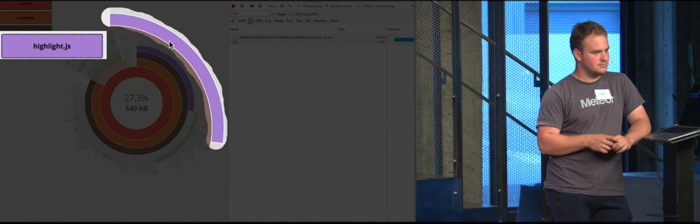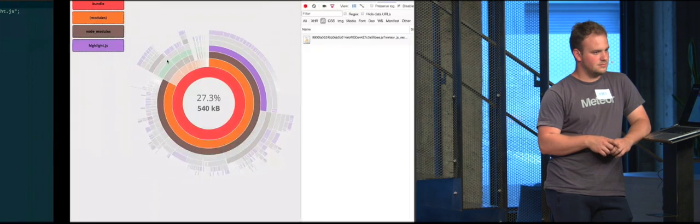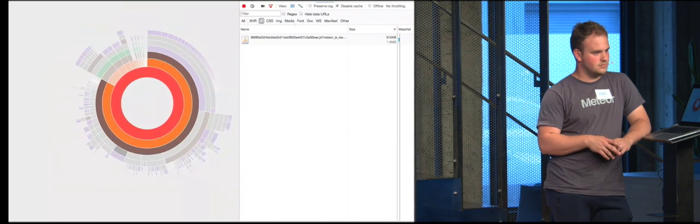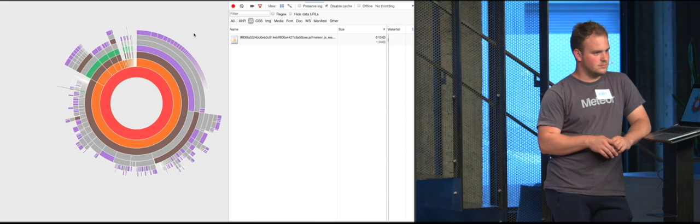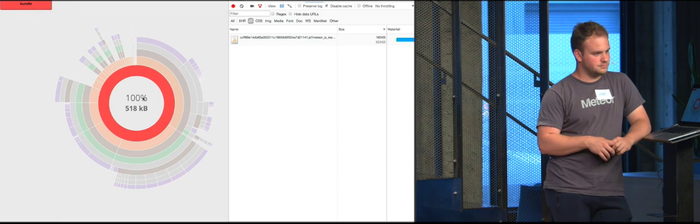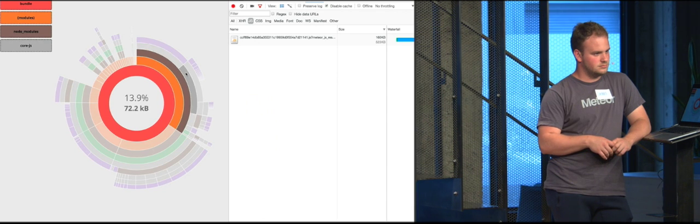Highlight.js is taking up quite a bit of room too, so I'm going to remove that. And you know what? I'm pretty sure AWS SDK and ESLint aren't supposed to be in there either, and we know the direction this is going, so I'll get rid of those too. Okay, so that's quite a bit better. 518 kilobytes, and we can see that Lodash and some of the core modules are there, and we're okay with that.